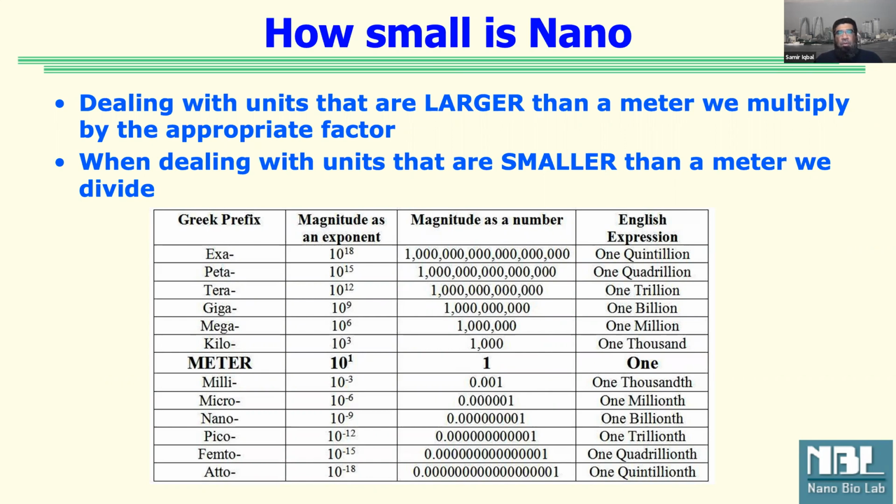But when you go on the other side, when you do division by 100, we call it centimeter. When you do division by 1,000, we call it millimeter. Similarly, when we do division by a million, we call it micrometer. 10 raised to power minus 9 is a billionth, and that is what you call a nanometer. And then pico, femto, atto are further smaller than that.